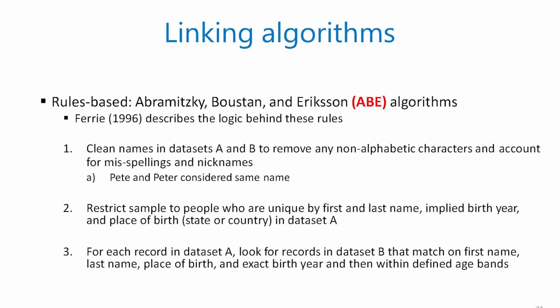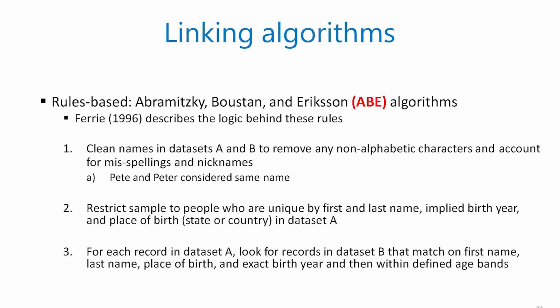And then we actually perform the match. So for every person who's in the first data set that we're trying to match, first we look for an exact match. So is there only one person in data set A and data set B that has the same first and last name, age, and place of birth? If there's only one match, then we consider them as matched.